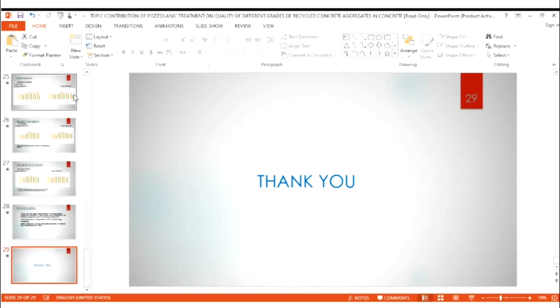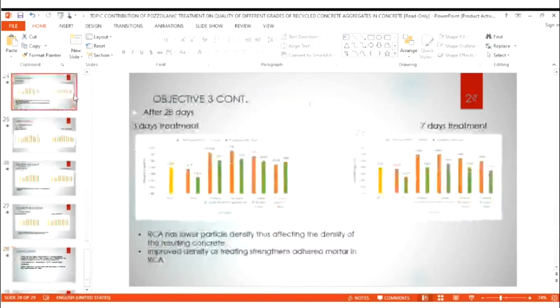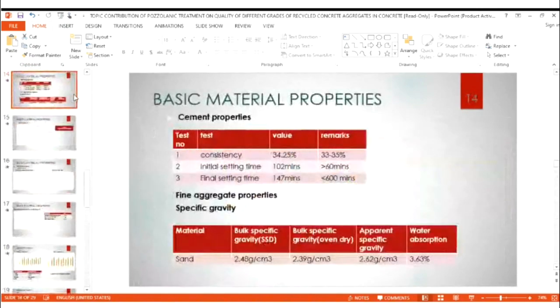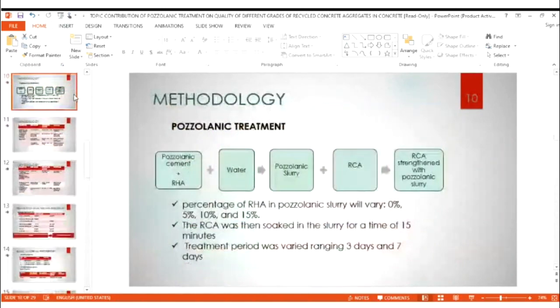Now, what was the form of treatment, the 7 days? We did the slurry soaking method. Sorry, what was the form of treatment? What do you mean by treatment? By treatment, we soak the RCA in a slurry that's comprised of pozzolanic cement and RHA. Okay, that's the aggregate, yes. Oh, just the pozzolanic slurry.